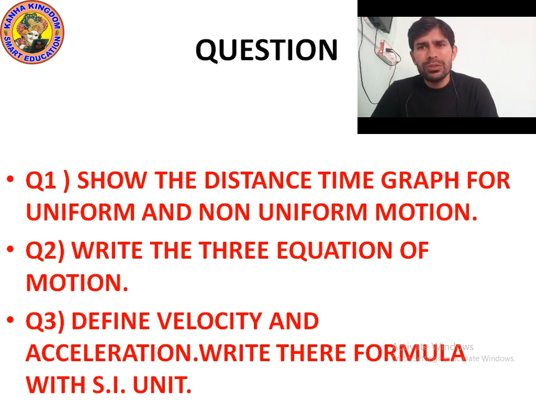There are two types of acceleration: uniform acceleration and non-uniform acceleration. What is uniform acceleration? If the change in velocity is equal in equal intervals of time, then it is uniform. And if the change in velocity is unequal in equal intervals of time, then it is non-uniform.